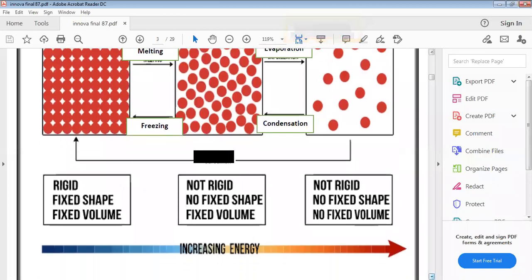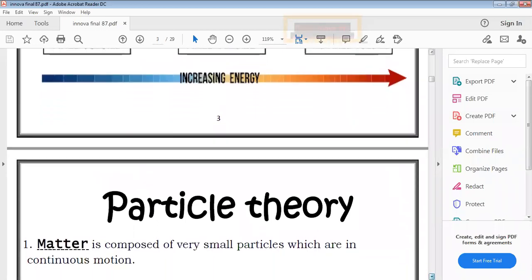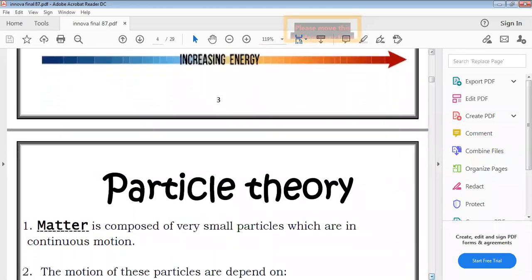Now, returning to the particle theory. The particle theory says that matter is composed of very small particles which are in continuous motion. Can we see these particles? No. Under microscopes? No. Only with a specific electronic microscope can they be seen. It's not available. So how do we trust that this is correct or not?